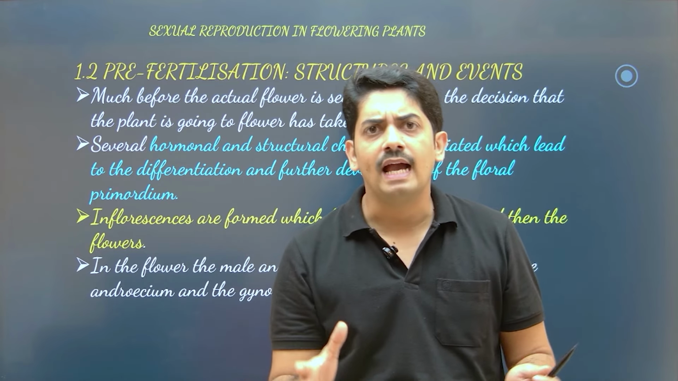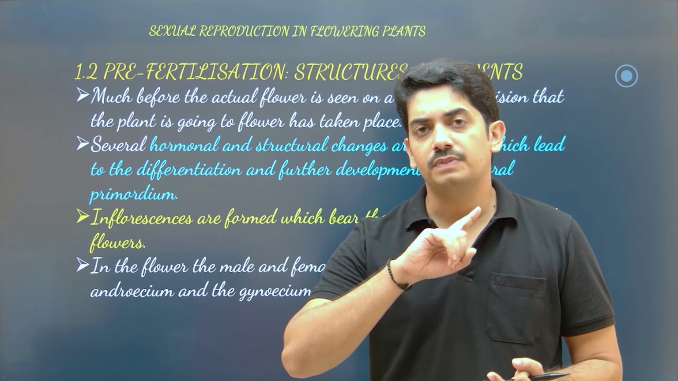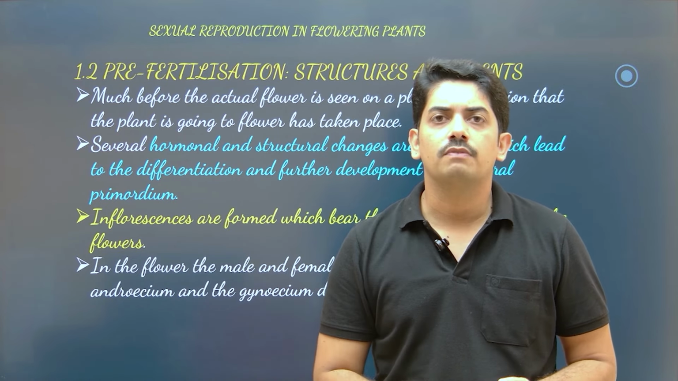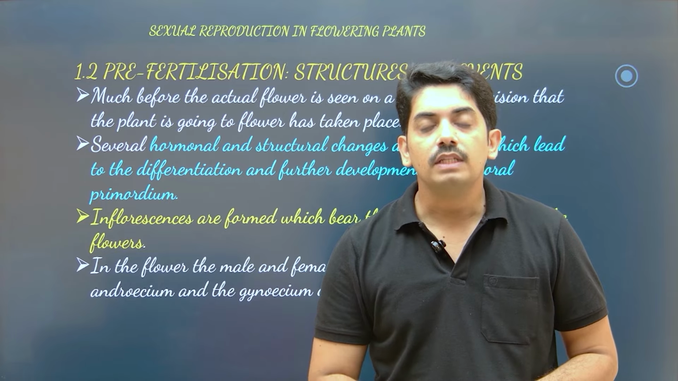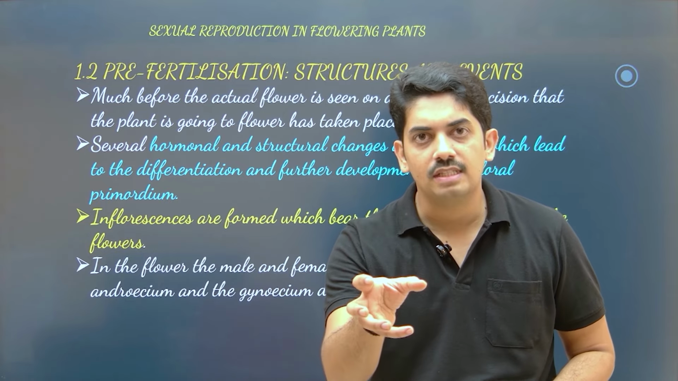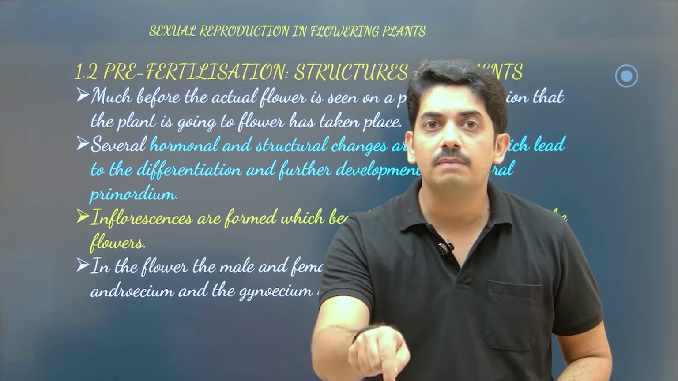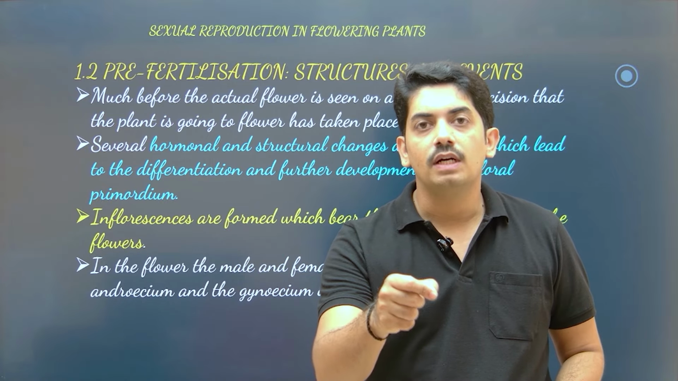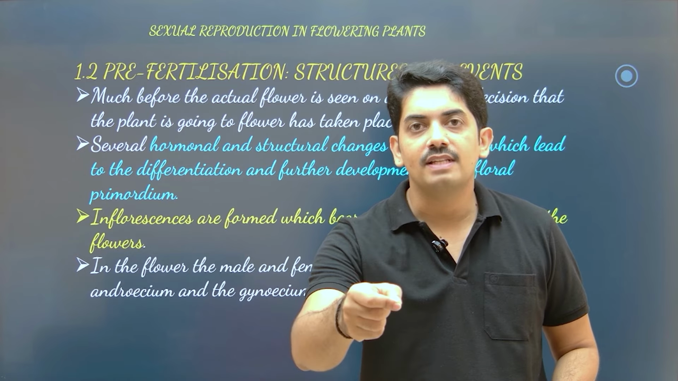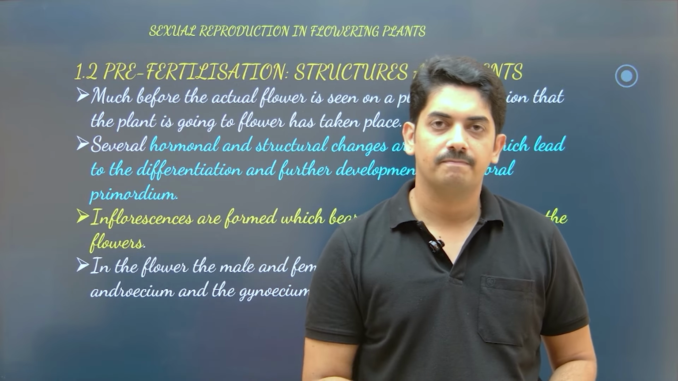So there are many hormonal changes that take place in the plant body, like auxins are produced, cytokinins are produced, then some hormones specifically for flower production are produced. These hormones make certain changes in the plant and a part of the plant is destined to become a flower, and that part we call floral primordium. This is a very, very important term. This floral primordium later develops into an inflorescence, and this inflorescence later produces the flowers.